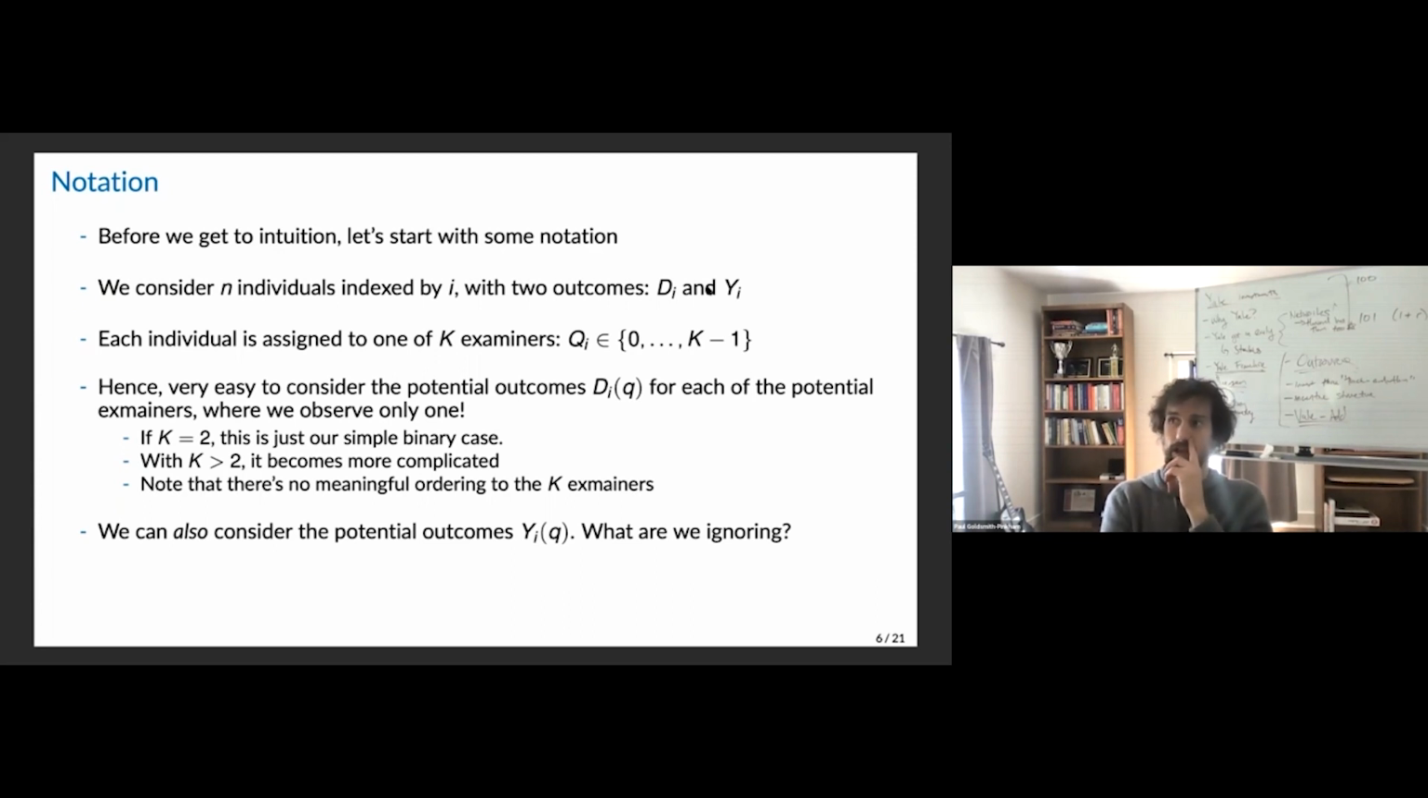And it's very easy to consider the potential outcomes for each of the potential examiners, where we can only observe one of the potential outcomes given that there are many potential outcomes, right? So with k equals 2, this is just a binary case. If there are only 2 judges, it's no different than if we were just randomly assigning one arm versus the other. We're saying it's the Daniel arm versus the Kanyao arm. It's no different than Moderna and the placebo, right? We have 2 arms and we're comparing one versus the other.